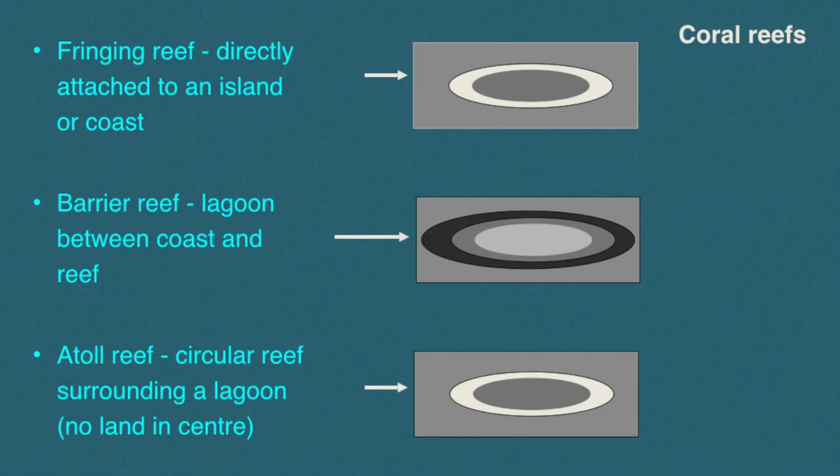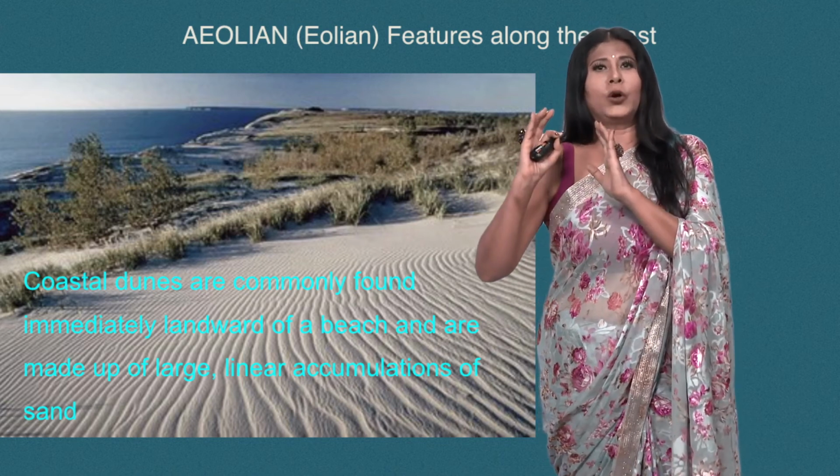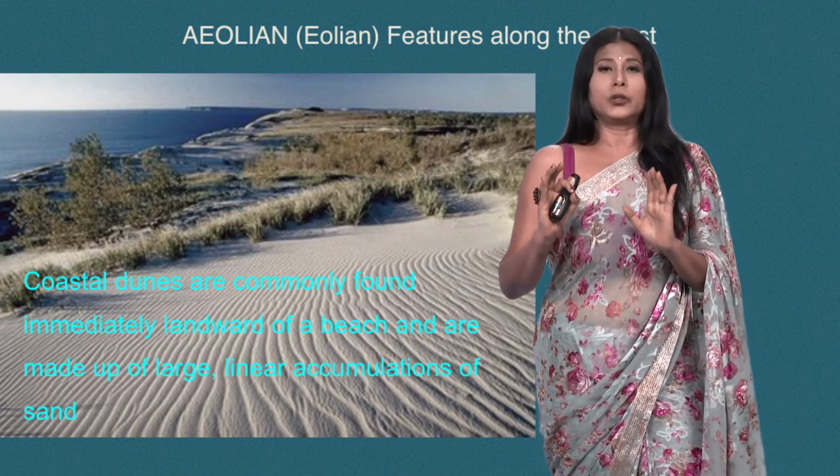depending on their shape, once again there are different types of coral reefs. Fringing reef is directly attached to an island or a coast. Barrier reef has a lagoon between coast and the reef. Atoll is a circular reef surrounding a lagoon and there is no land in the center. Then comes aeolian feature along the coast.